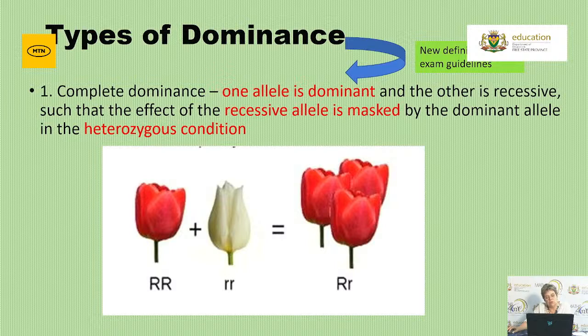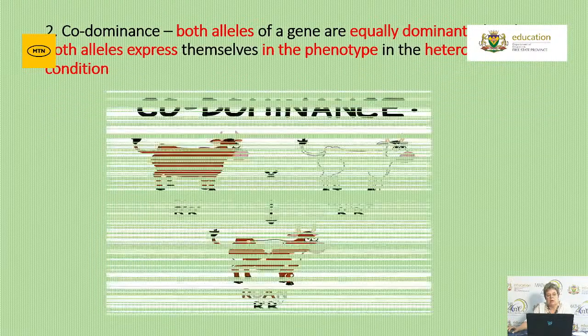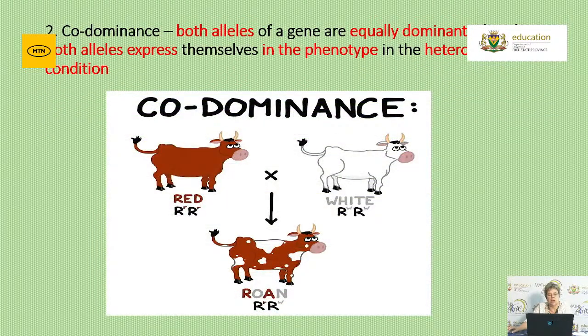Therefore, all the flowers will be red in a heterozygous condition. So when you take the definition and you apply it to the example, the same with co-dominance. Remember now, both alleles of the gene are equally dominant and both alleles are expressed. So what happens in the exam, maybe you have stage fright or exam jitters or whatever, and then you say both alleles are equally dominant and are both equally expressed in the phenotype.